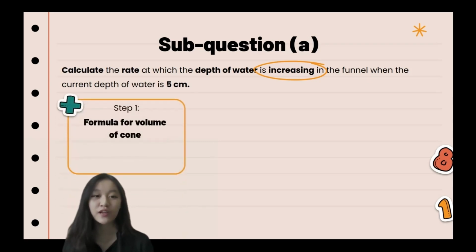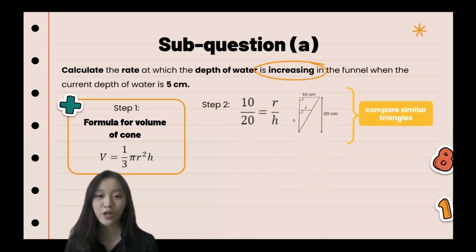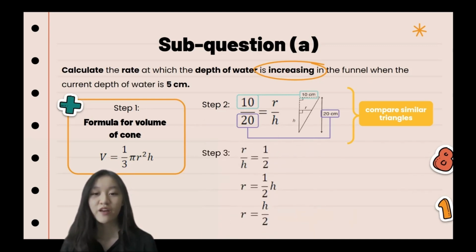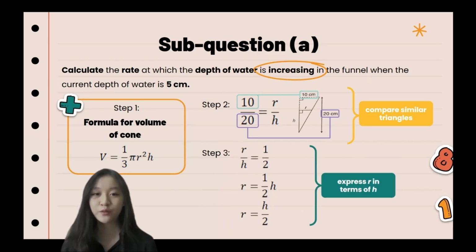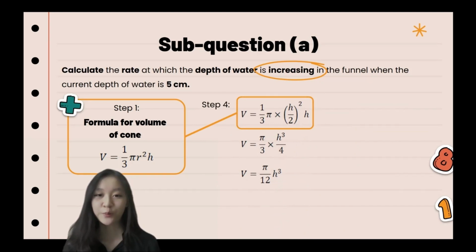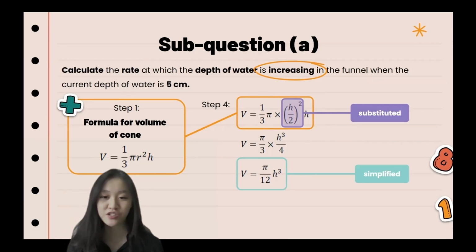The first thing we need to do is find the formula for the volume of a cone, which is 1/3 π r² h. Next, we compare the similar triangles, where 10 cm is the radius of the funnel over 20 cm, which is the height of the funnel, equals r over h, which is the radius and height of the water in the funnel. Next, we have to express r in terms of h, which means making the radius the subject of the equation. Next, we take the formula and eliminate r by substituting it with the equation we found earlier and simplifying it to get our new equation.